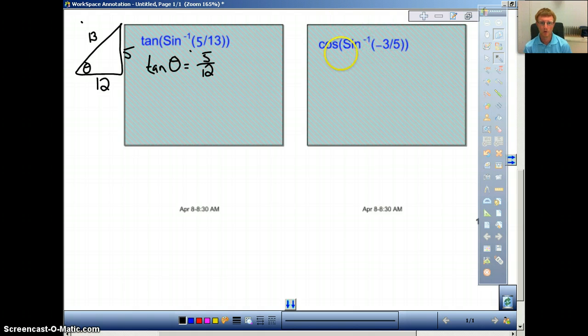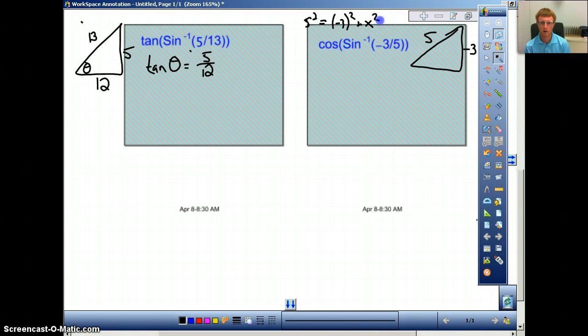Okay, next one, same idea. Let's draw the triangle. Okay, so we have negative 3 over 5. So that means they're saying this is negative 3 and this is 5, because remember the hypotenuse always has to be positive. So what we can do is figure out what our missing side is. So you do 5 squared equals negative 3 squared plus x squared. Solve for x and you'll find out that it's 4. Again, here's our theta. This entire portion right here just becomes theta. So we just want the cosine of theta, which is 4 over 5.